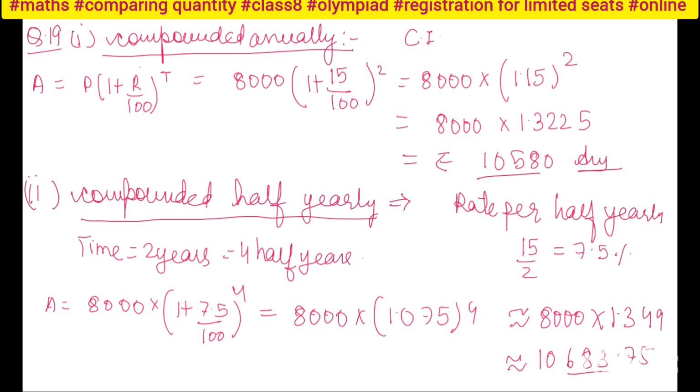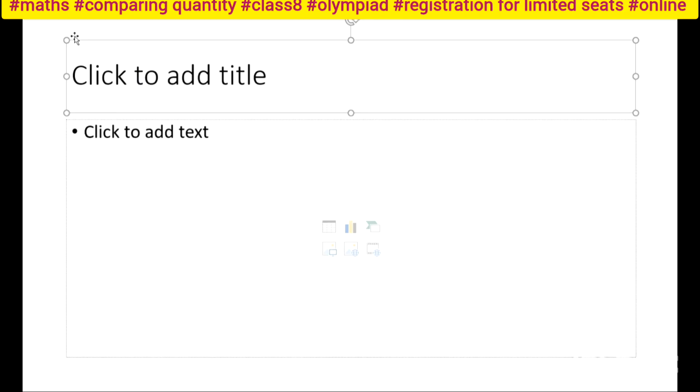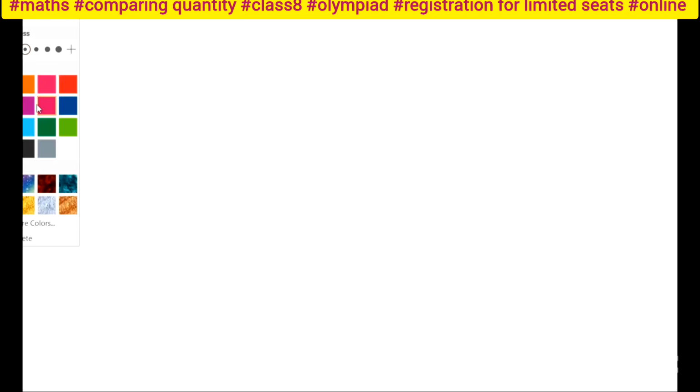Okay, question 20. They are asking the difference between the compound interest and the simple interest on a certain sum of money at 10% per annum for 2 years is 500. Find the sum when the interest is compounded annually. Now they have given us the difference, and I have to calculate the principal when I am doing it on compounded annually. Okay, so let's see how can I do this question. This type of question is asked many times. Okay, so have the practice.